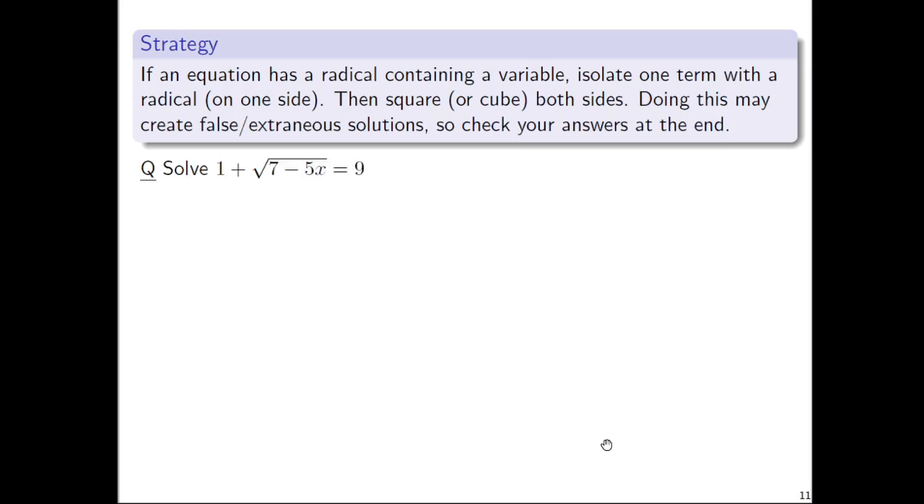So for example, let's take a look at this equation. Solve 1 plus root 7 minus 5x equals 9. So you see a term here that has a radical, and inside the radical is the variable x. Inside the radical is 7 minus 5x, in fact. But we need that term to be on one side of the equation by itself, so let's subtract 1 on both sides. You'll have root 7 minus 5x is equal to 8.